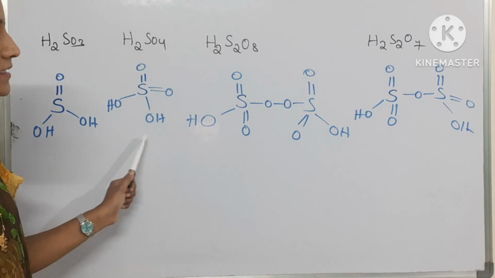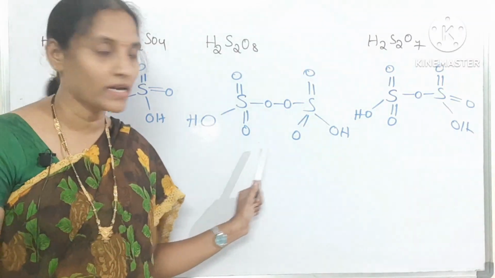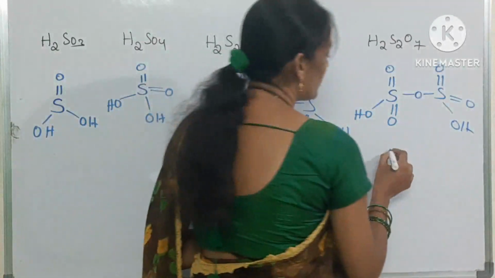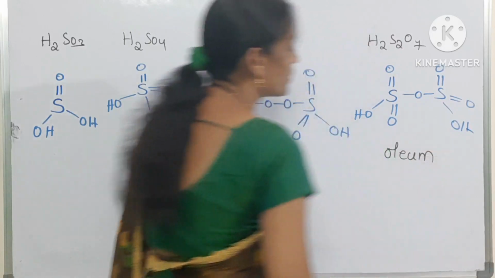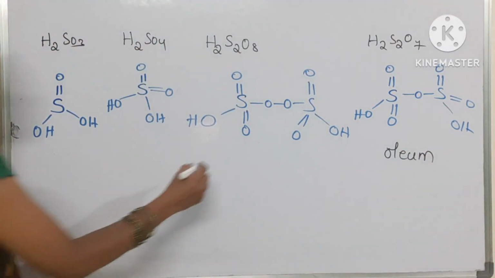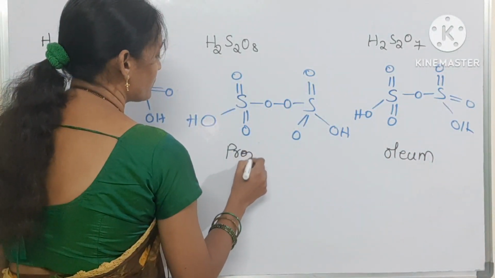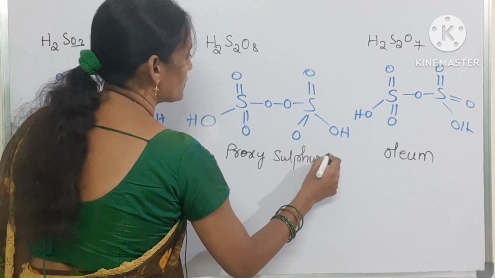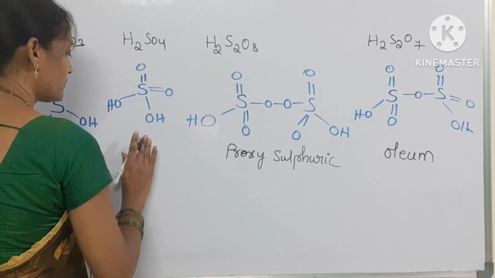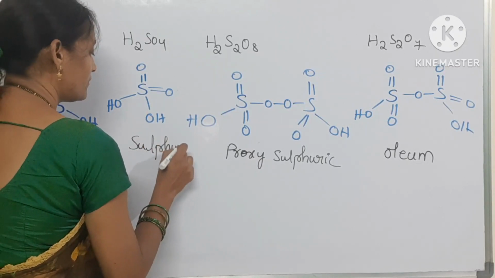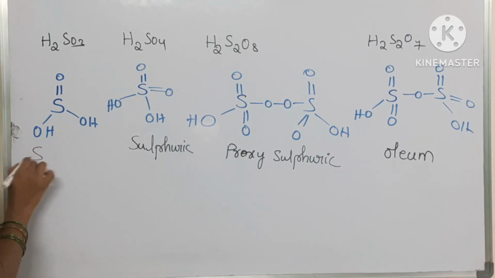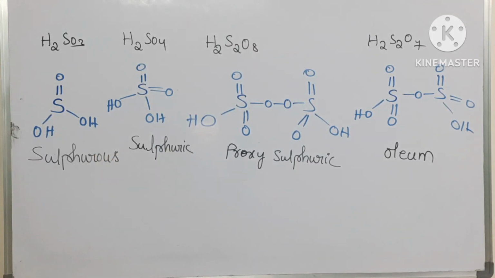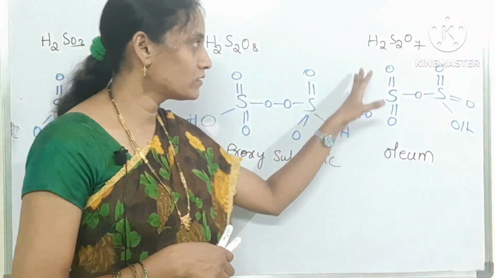Sulfurous acid, sulfuric acid, peroxysulfuric acid, pyrosulfuric acid. This pyrosulfuric acid is also known as oleum, fuming sulfuric acid. This is the peroxysulfuric acid, this is sulfuric, and this one is sulfurous. Then we will move to the making of oleum or sulfuric acid.